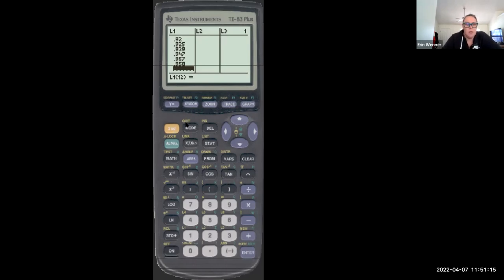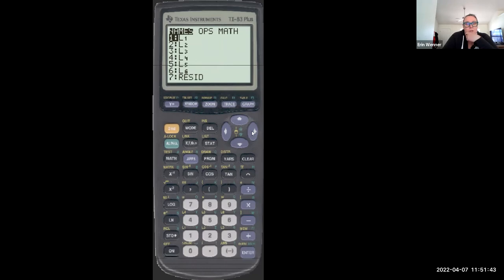See how the word quit is in yellow? In order to get to it, that means you have to press this yellow second key. They go together. I'm going to press second and then quit. And now I need to go back in and run some tests. So I'm going to do second, and then I want this list. In order to get that, I'm going to press the stat key after I press the second key.